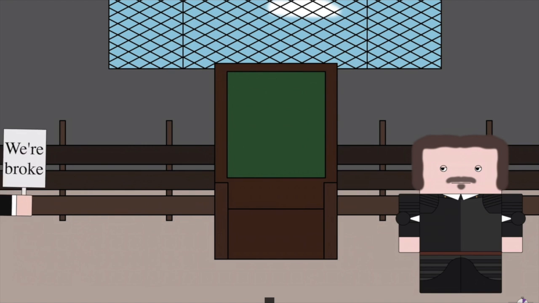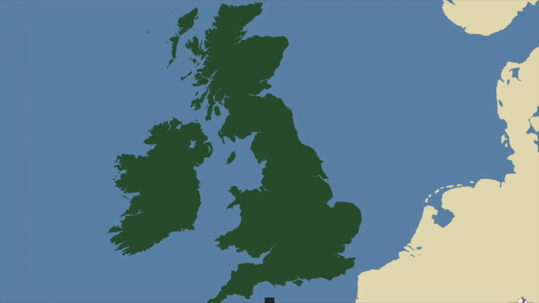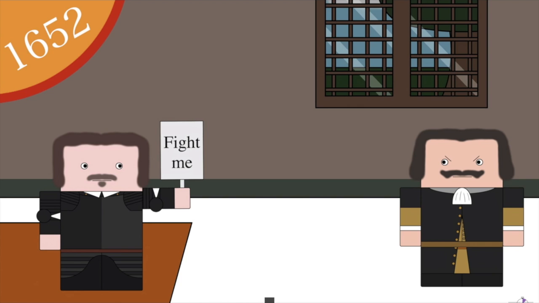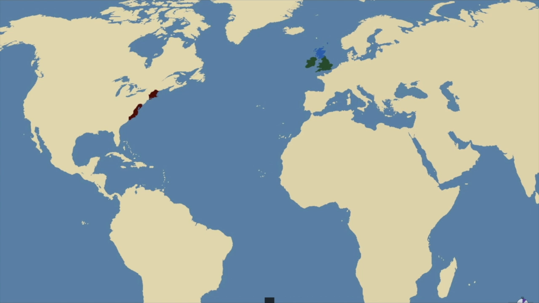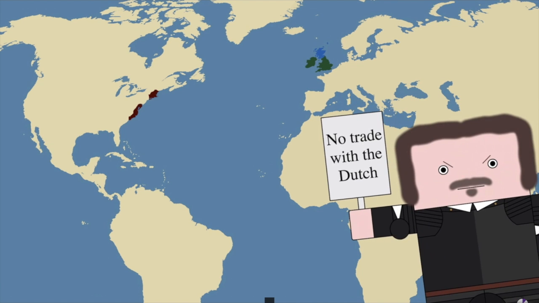Anyway, Cromwell's rule was marred with financial problems, and it also saw the Commonwealth dragged into numerous wars. The first was the First Anglo-Dutch War in 1652, which started because of the 1651 Navigation Act, which prevented English colonies in North America from trading with foreign states.